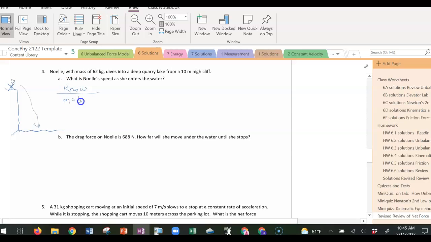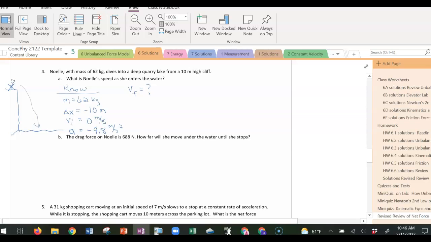I know her mass is 62 kilograms. I know that her displacement going from the top of the cliff down to the water is going to be negative 10 meters, right? She's moving in the negative direction. I can probably safely assume that her initial velocity is 0. And she's in free fall as she falls down, so her acceleration will be negative 9.8 meters per second squared. And I'm looking for the final velocity. Okay, so I think I'm finding that I need a kinematic equation in this situation, right?